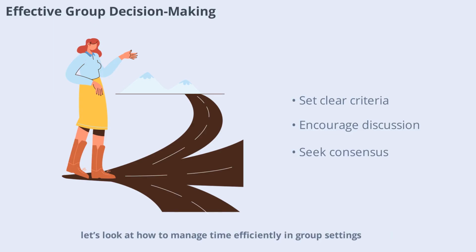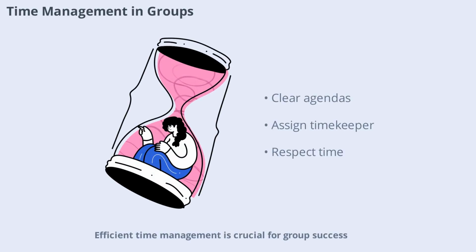Next, let's look at how to manage time efficiently in group settings. Efficient time management is crucial for group success. Meetings should have clear agendas, start and end on time, and focus on priorities. Assigning roles like timekeeper can help keep discussions on track. Leaders should also be mindful of balancing thorough discussion with the need to make timely decisions. By respecting everyone's time, groups can maintain momentum and avoid frustration.